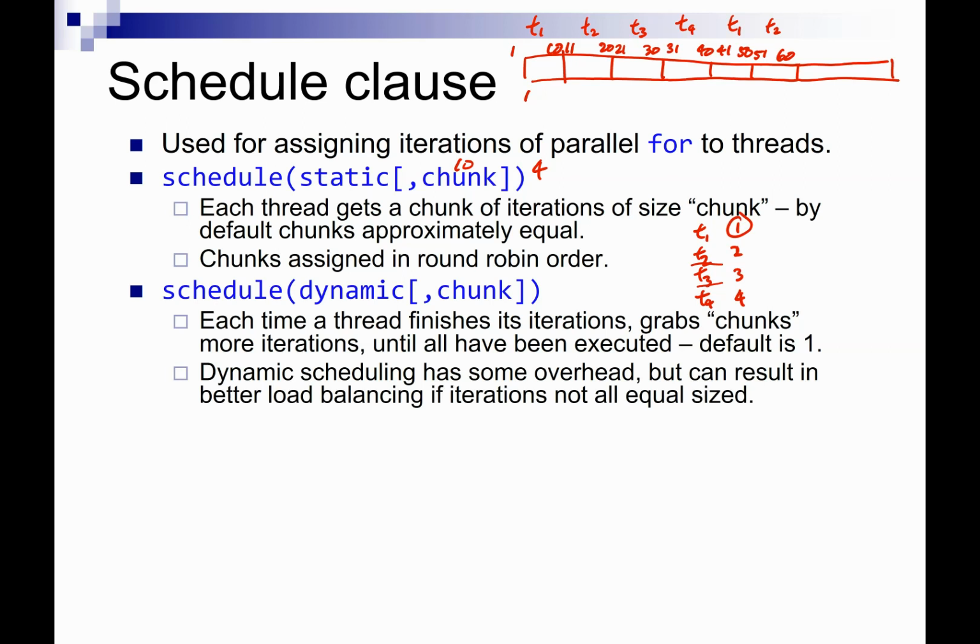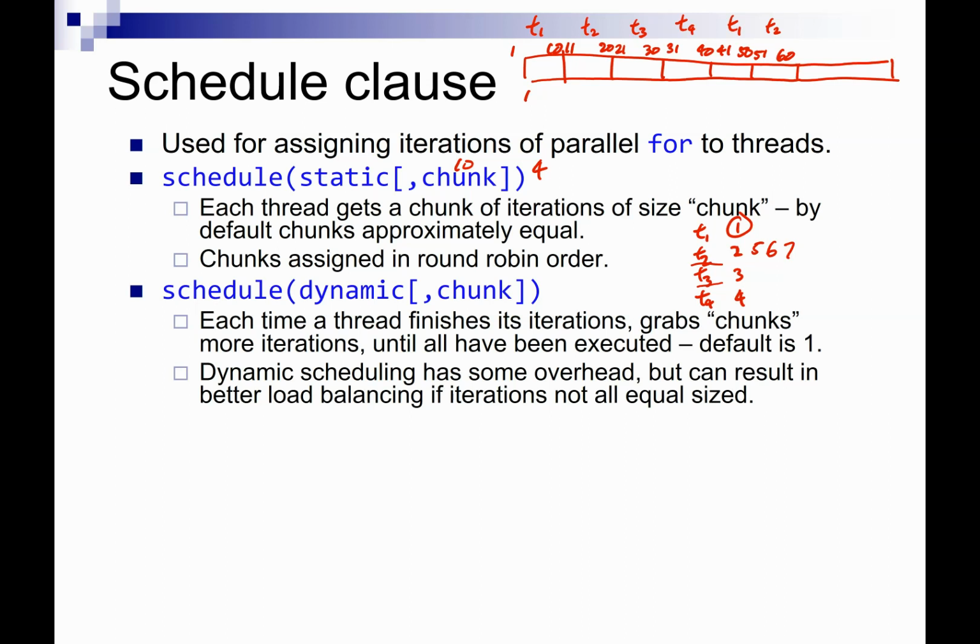So it can finish its iteration very quickly, and then it'll get the next one, and then the next one, and then the next one. Okay, so basically, for the dynamic schedule, whoever finishes first, because they had less work to do, is going to grab more work. So this achieves better load balancing.